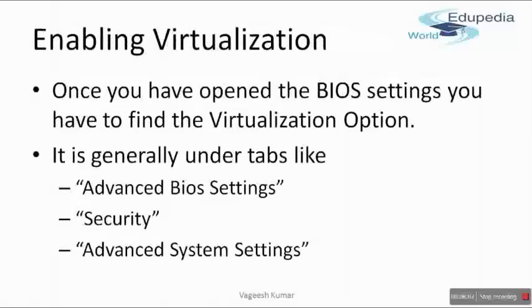Now once you enter the BIOS settings, you will see a blue screen. That's when you will know that your BIOS settings have appeared. Generally it is a blue background. Once you have opened the BIOS settings, you have to find the option for virtualization. This virtualization option is generally located somewhere under the Advanced BIOS settings tab.